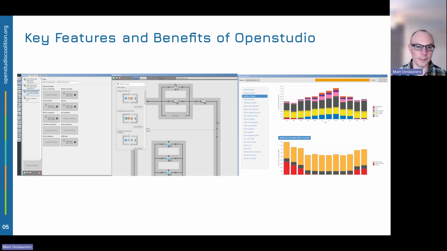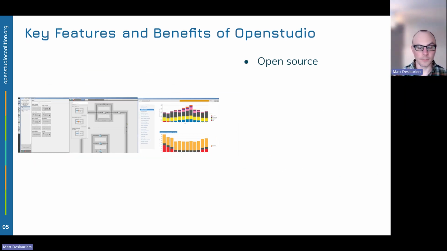So why use OpenStudio? Key features and benefits. Everything's open source. If you want to get into it, you can get as deep as you want. You can understand the underlying engine if you wanted, but nothing's really hidden. So you can trust the results that you're getting out of energy models a lot more.